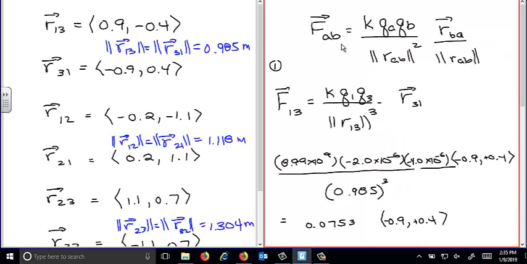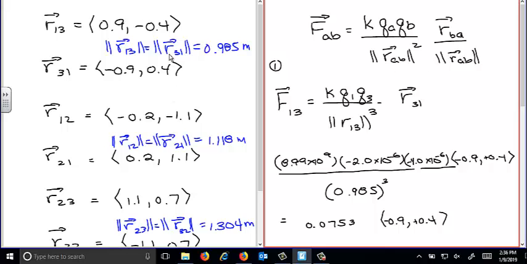Now, this is the vector form of Coulomb's law. It says the force on object A due to object B, or charge A due to charge B, is equal to K times Q sub A times Q sub B. These are the actual charges, which can take on plus or minus values. You divide by the magnitude of the vector RAB. I guess this should have a little vector symbol here.